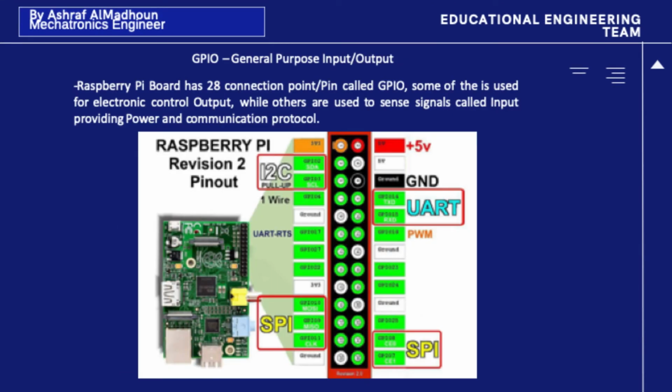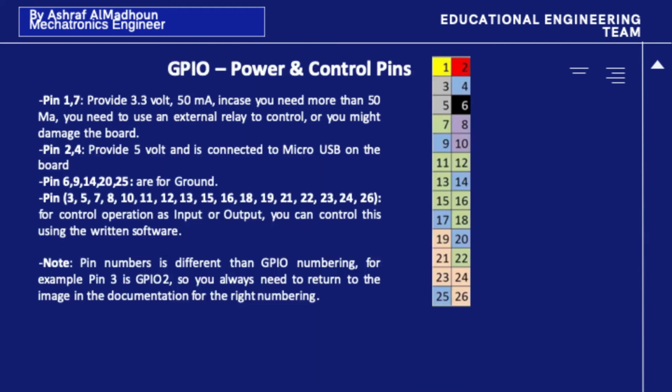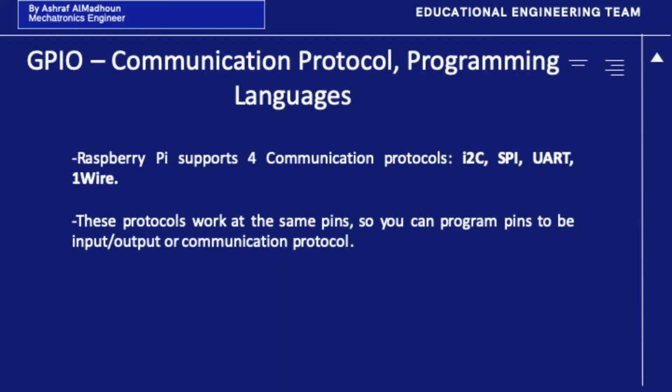Now we proceed to section 5 of this course, which is programming the GPIO with Python. The Raspberry Pi board has 28 connections, or pins, called the GPIO. Some of them are used for electronic control output, while others are used to send signals called input, providing power and communication protocols.